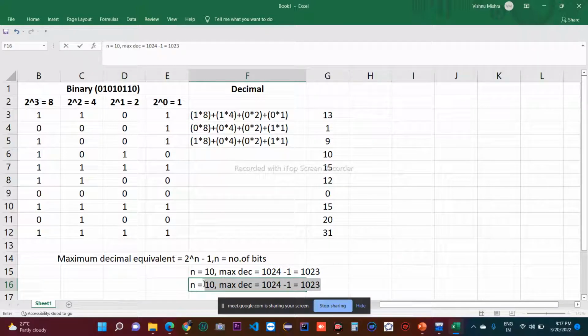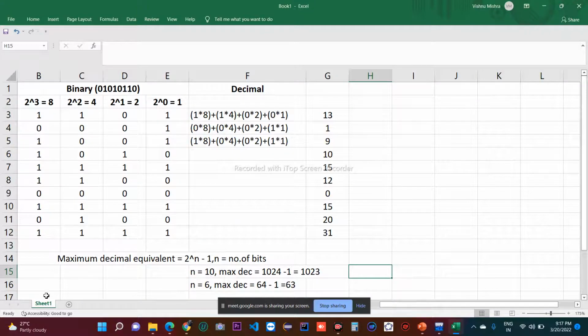What if n is 6? Then what is the maximum decimal equivalent that can be made from 6 bits? 2 to the power 6 minus 1. What is 2 to the power 6? 64 minus 1, that is 63. Okay, got it? So this was all about binary and decimal system.